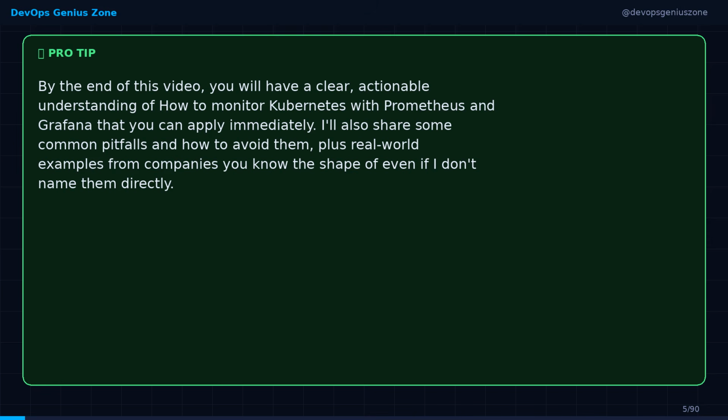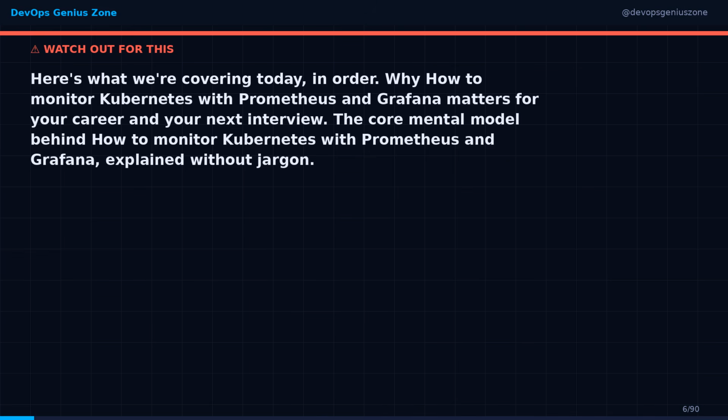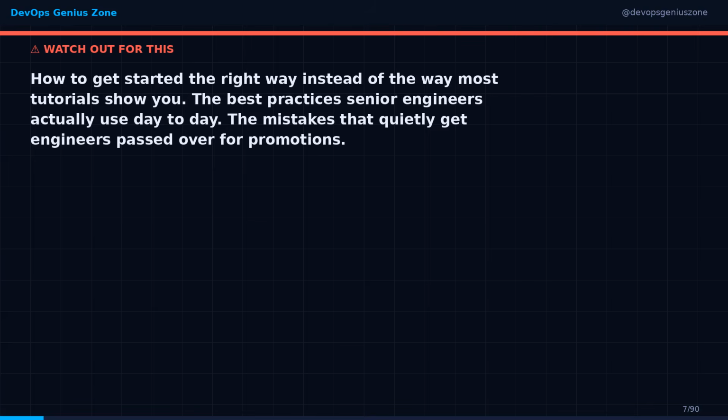Here's what we're covering today, in order. Why how to monitor Kubernetes with Prometheus and Grafana matters for your career and your next interview. The core mental model behind it, explained without jargon. How to get started the right way instead of the way most tutorials show you. The best practices senior engineers actually use day to day. The mistakes that quietly get engineers passed over for promotions.